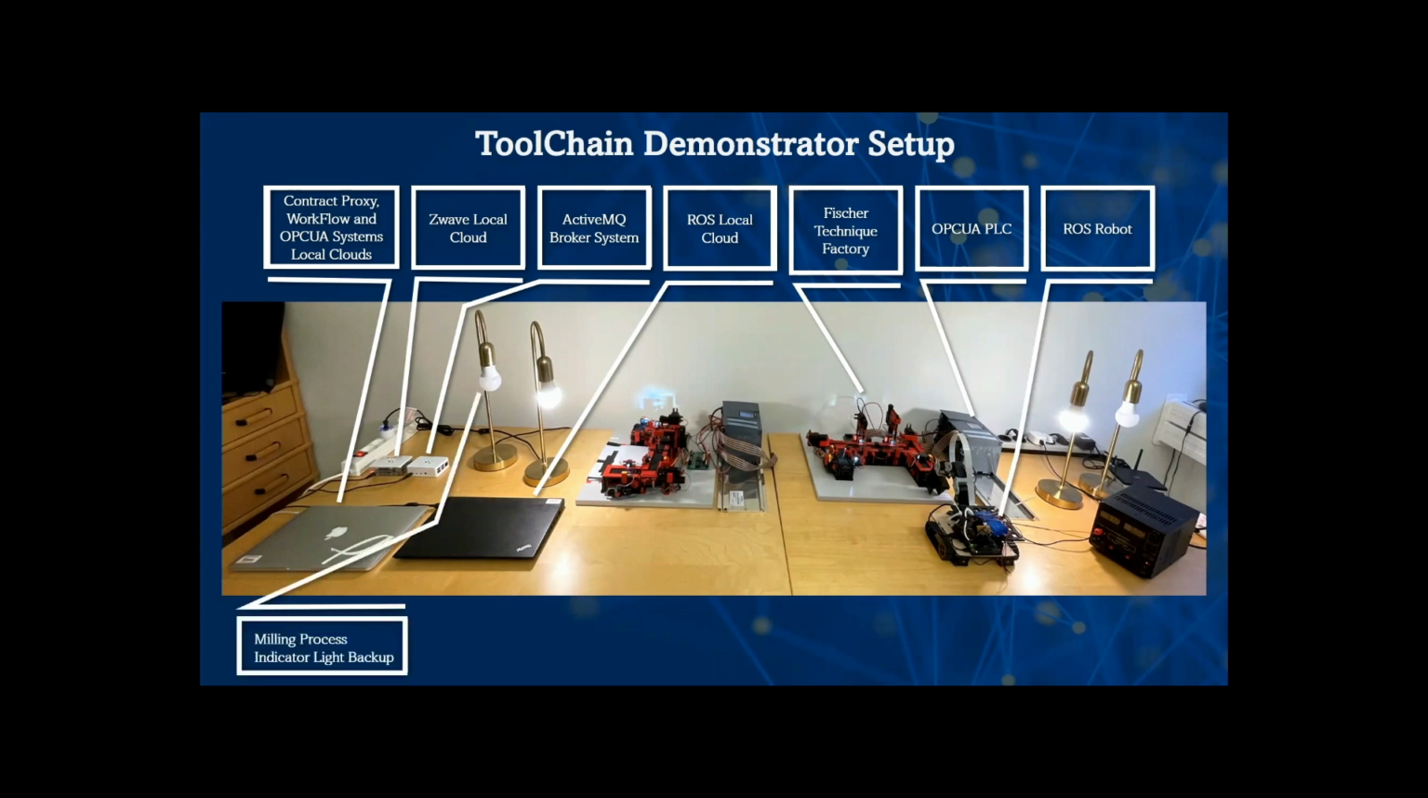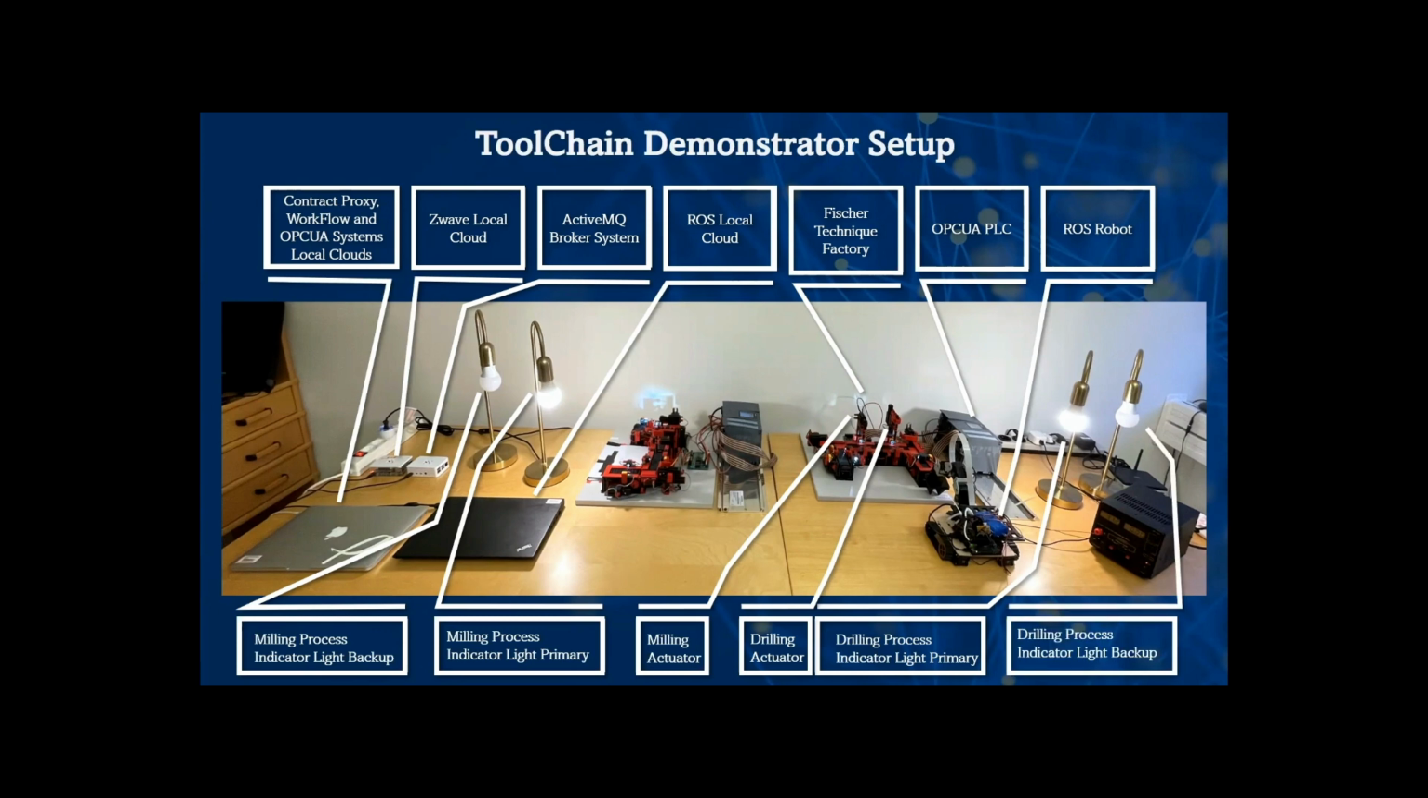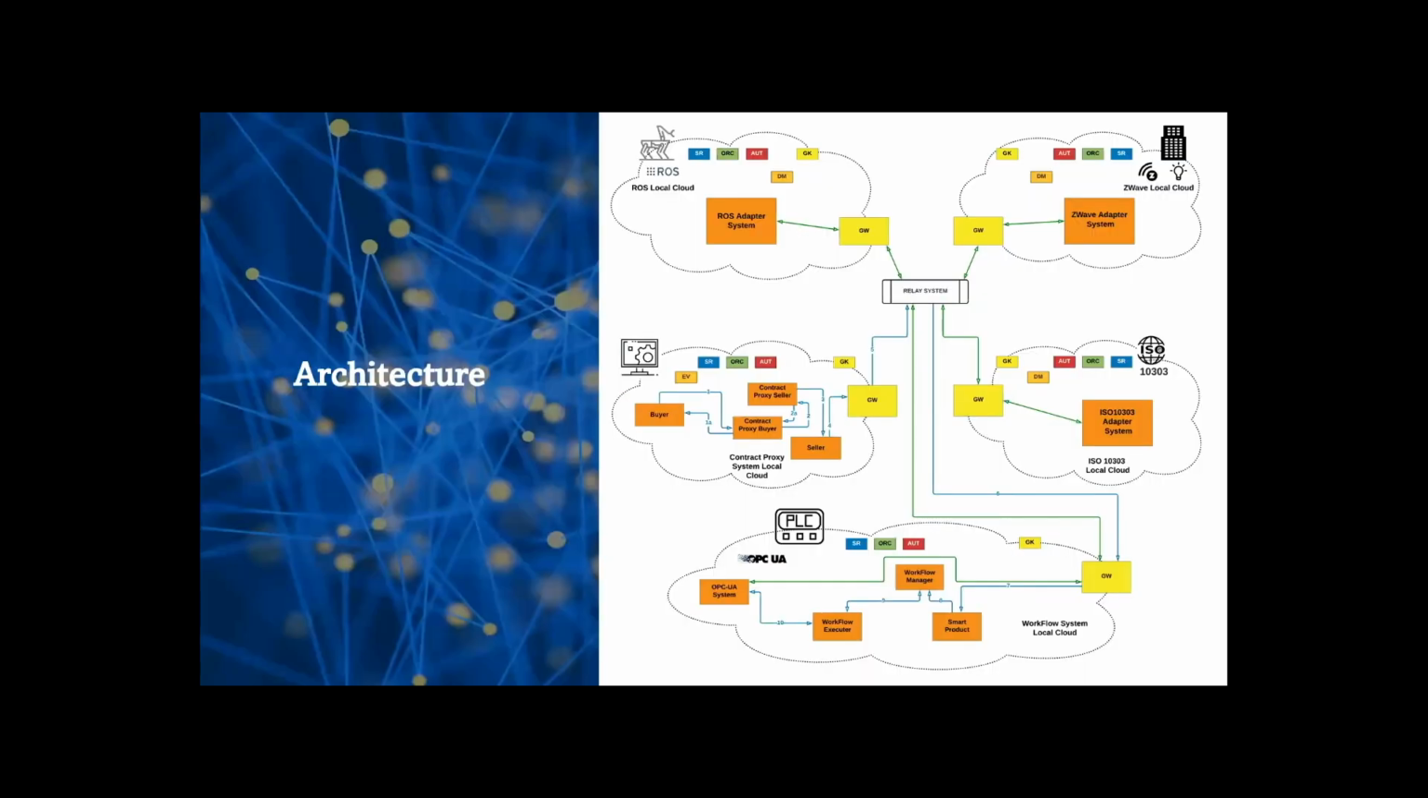Then we have a few Z-Wave devices. First of all, the milling process indicator device. Then we have a primary milling device indicator. Then we have the milling actuator and the drilling actuator in the factory. Then we have a drilling process indicator light as a primary, and then we have a backup drilling process indicator light.